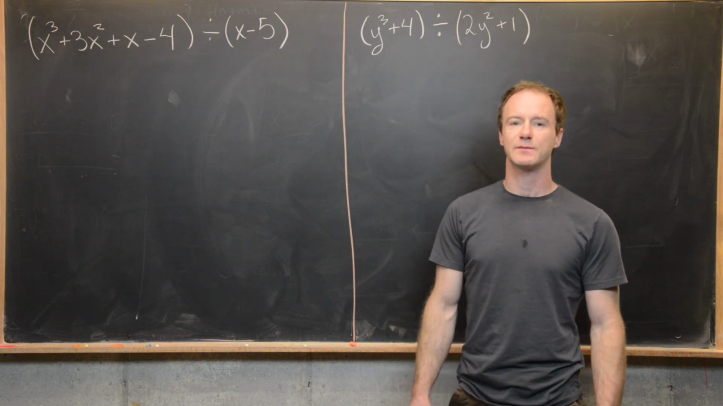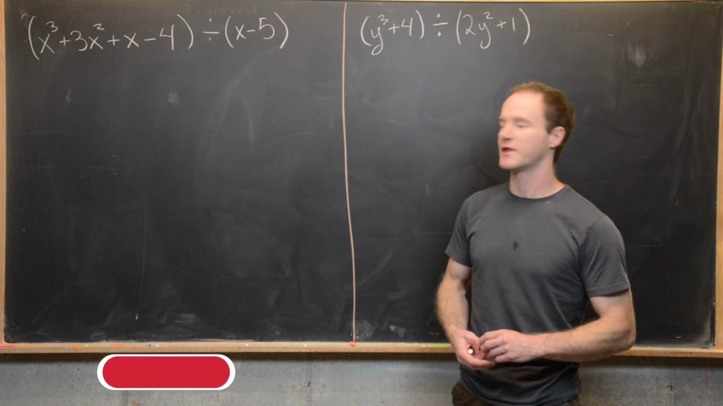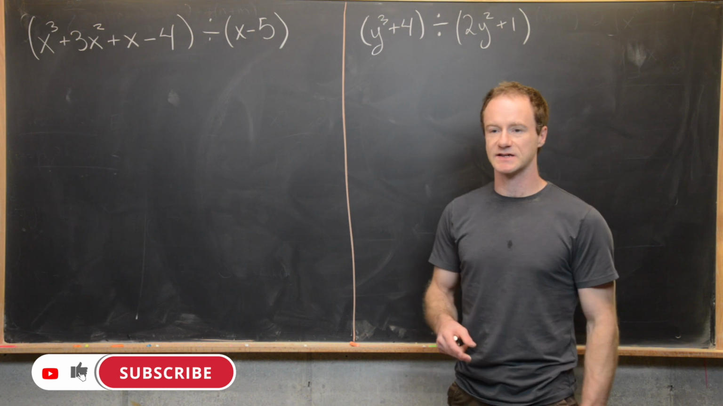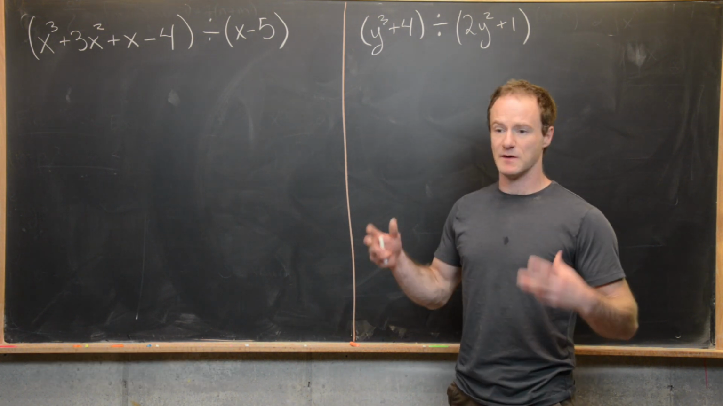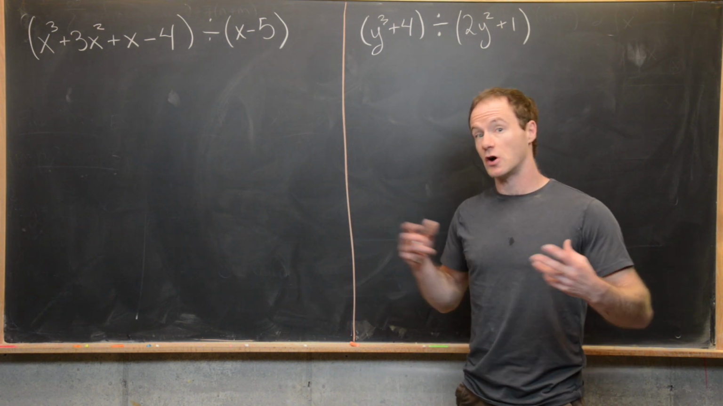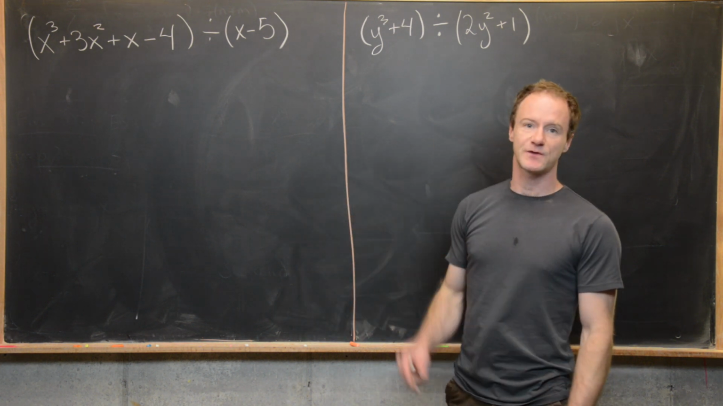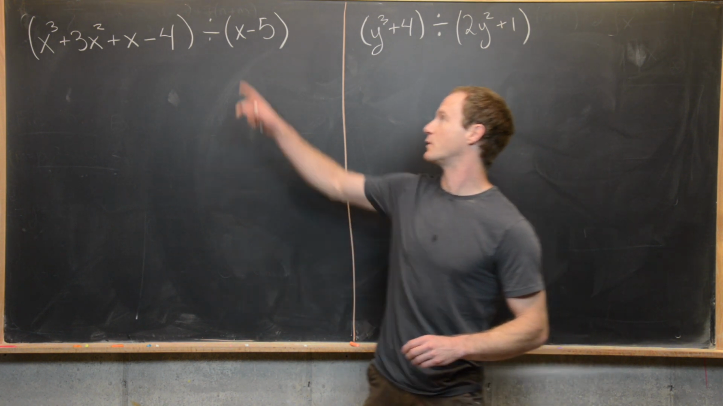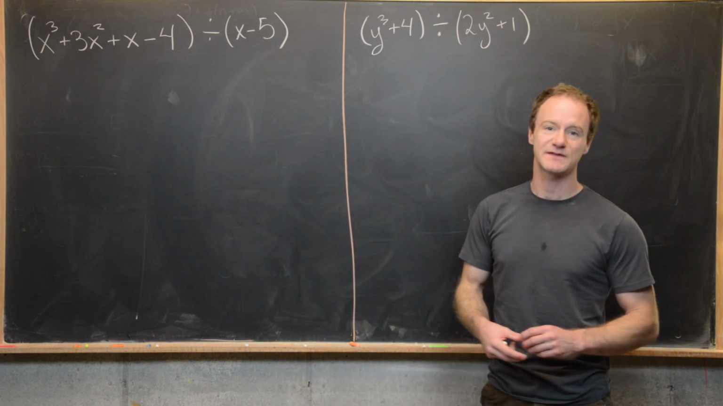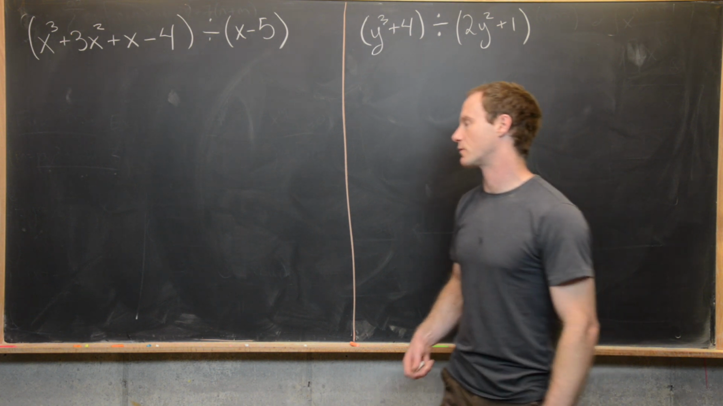Here we're going to look at two examples of finding polynomial quotients with remainder. So we're not going to discuss the theory or anything behind this. We're just going to practice the mechanics of solving these types of problems. For this first one, we want to look at x cubed plus 3x squared plus x minus 4, and we want to divide that by x minus 5, and find the quotient and the remainder.